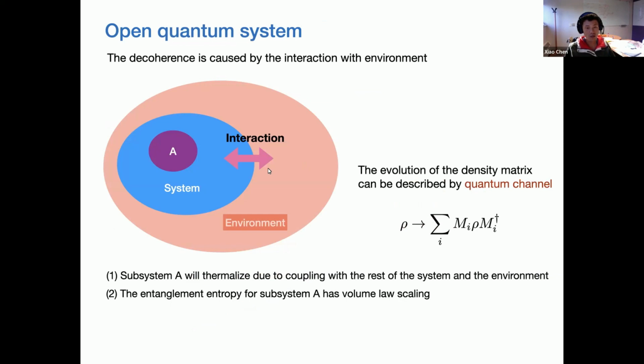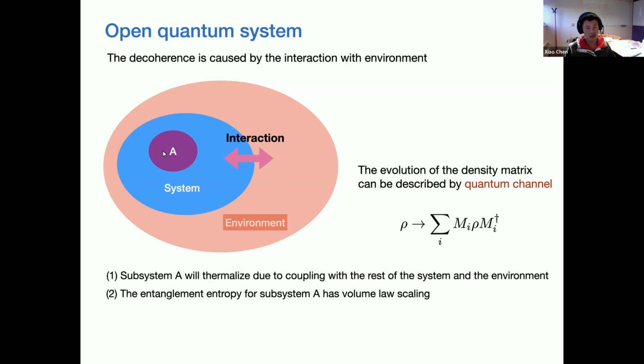Typically we use this language: we consider the evolution of the density matrix, and this is described by the quantum channel. In this case, the subsystem A will thermalize due to the coupling, not only with the system but also with the environment. Both the system and the environment can be treated as heat baths for the subsystem. And the entanglement entropy for the subsystem also has volume law scaling.